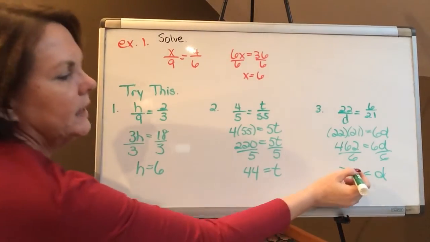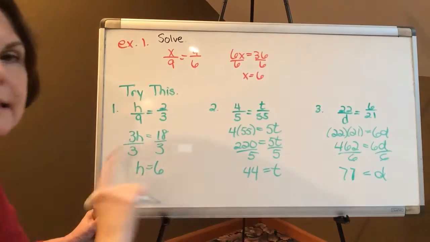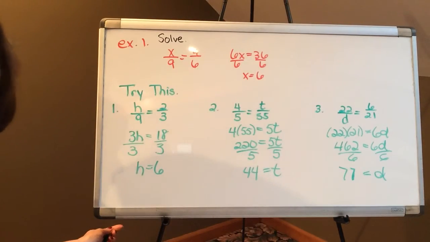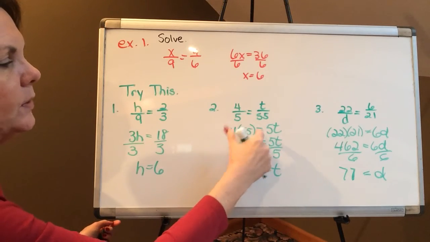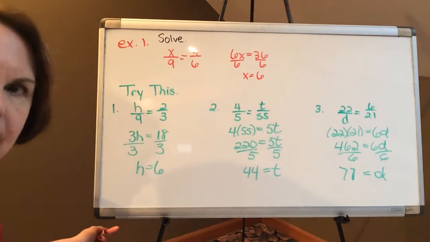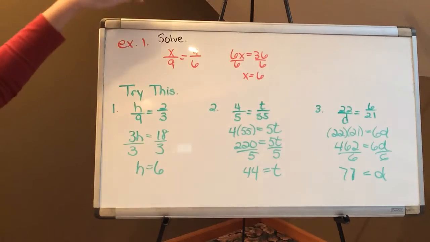Now, one question I get asked a lot is, does it make a difference which one you do first? 4 times 55 or 5 times t? Is it okay to do these the other way? Yes, absolutely you can.